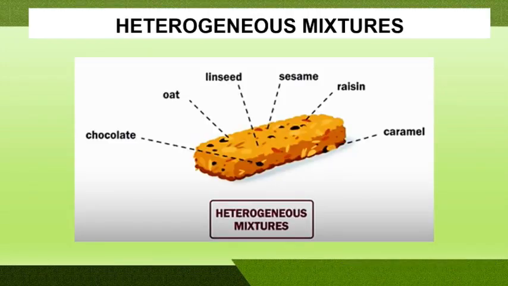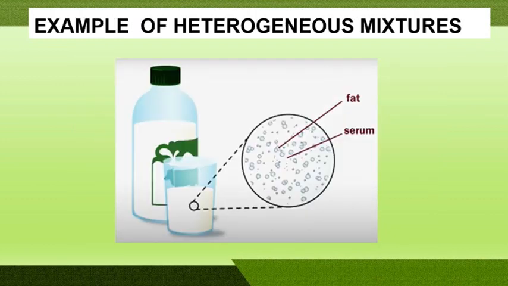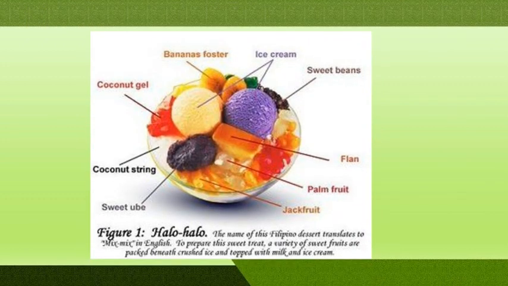This cookie is a heterogeneous mixture because the ingredients are visible to the naked eye. Milk is a heterogeneous mixture because the particles are suspended in the water and it can only be seen by using the microscope. This halo-halo has lots of ingredients visible to the naked eye and can be separated through hand picking. This is a heterogeneous mixture because there are two or more phases.